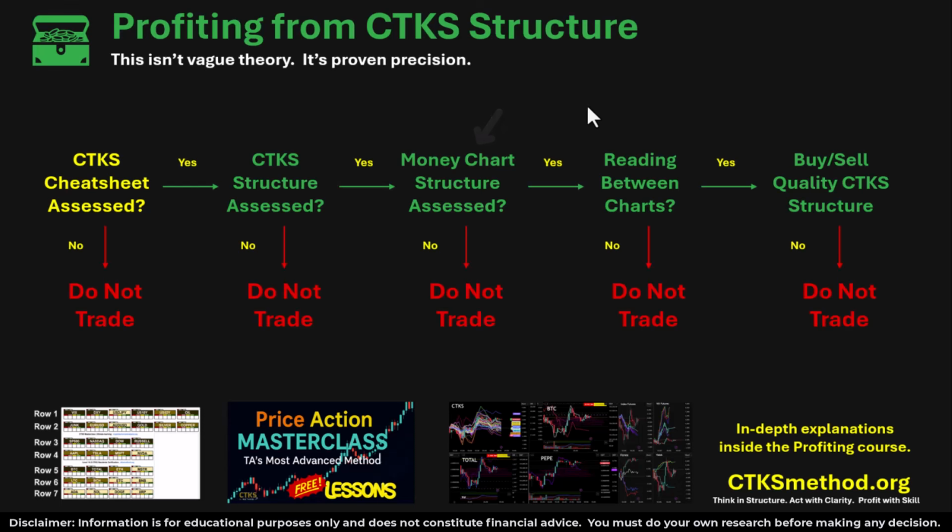Make sure that you can read between charts. This is a very advanced skill, but it is absolutely critical. I teach it within the Profiting course. But the concept is one chart impacts another chart. You have to understand how your money chart is being moved around by other charts.